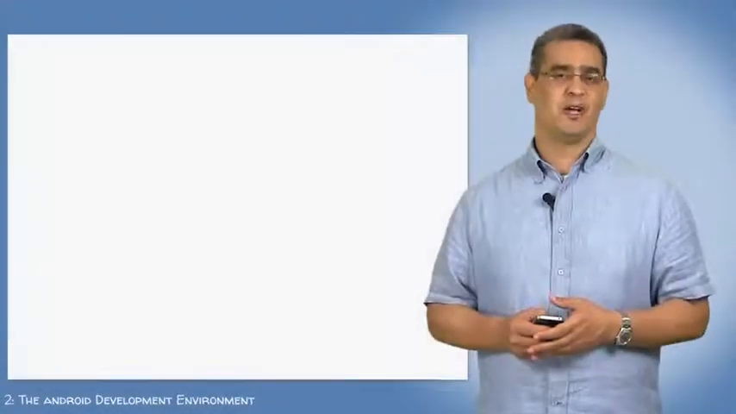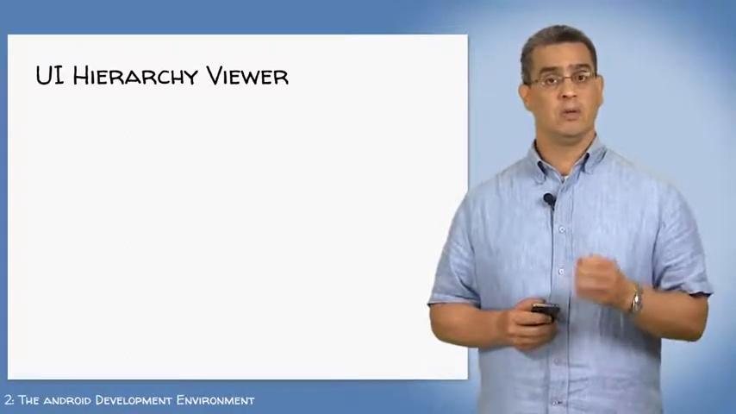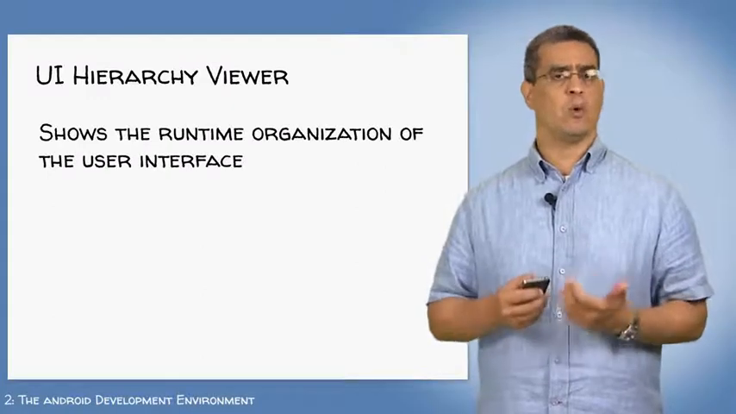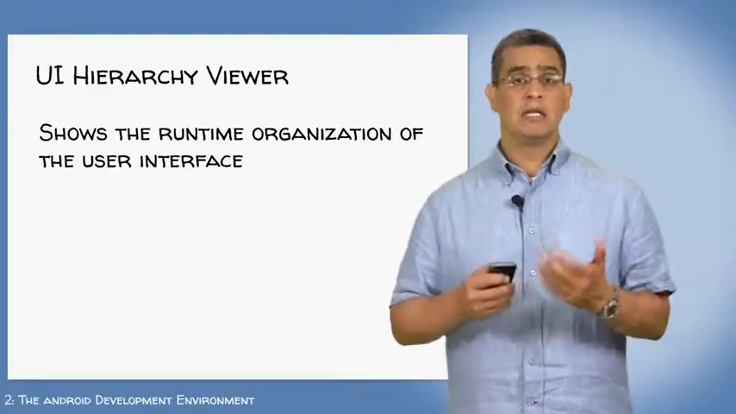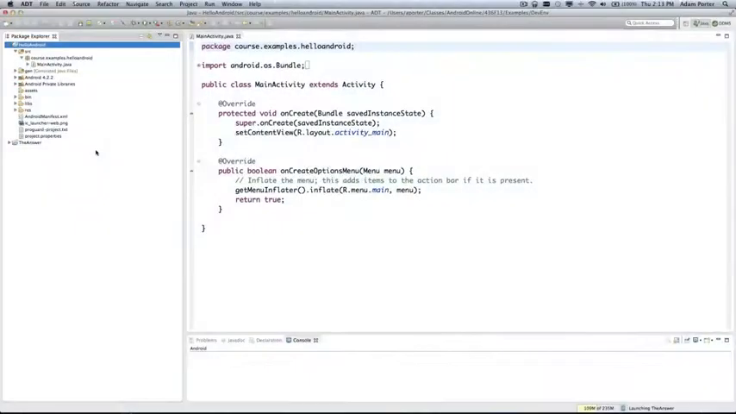The last tool I'll talk about today is the UI hierarchy view. This tool allows you to analyze your application's user interface and understand how it's organized. For example, let's look again at the Hello Android application. First, let's run the Hello Android application.